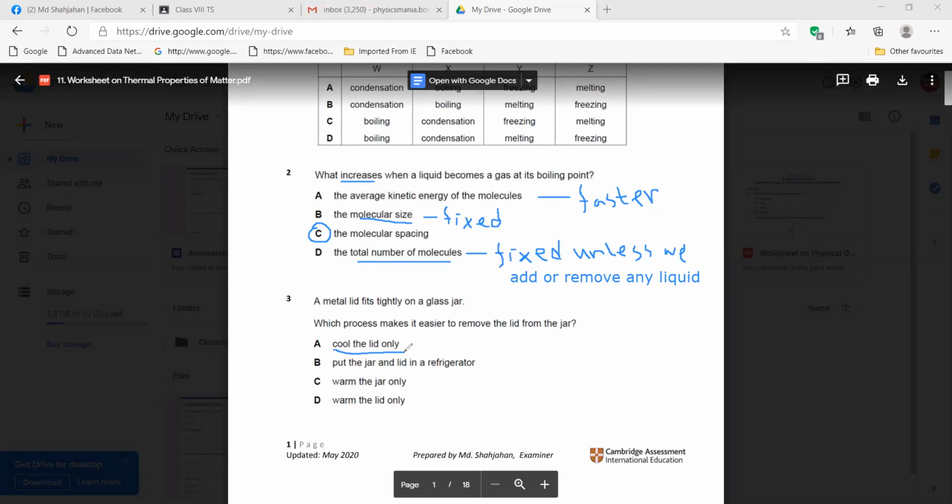If you cool it, then it will be contracted, right? There will be contraction in the lid, because we know if there is less temperature or it's cooler, then the molecules become closer together, right? Then the lid will be more tight and you cannot open it anymore.